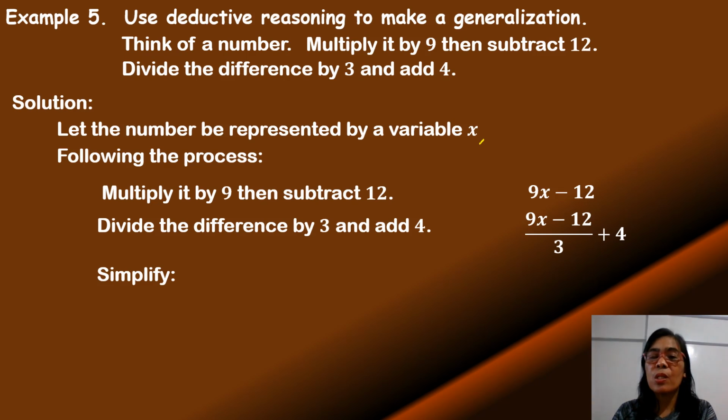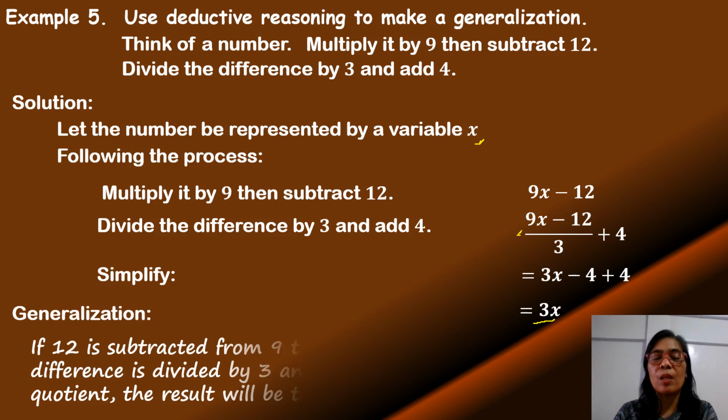So we divide each term: 9x divided by 3, and negative 12 divided by 3. That will give us now 3x minus 4 plus 4. And then the final answer is 3x. So that means if we follow the given process, an original number x will always result in 3 times the value of x.